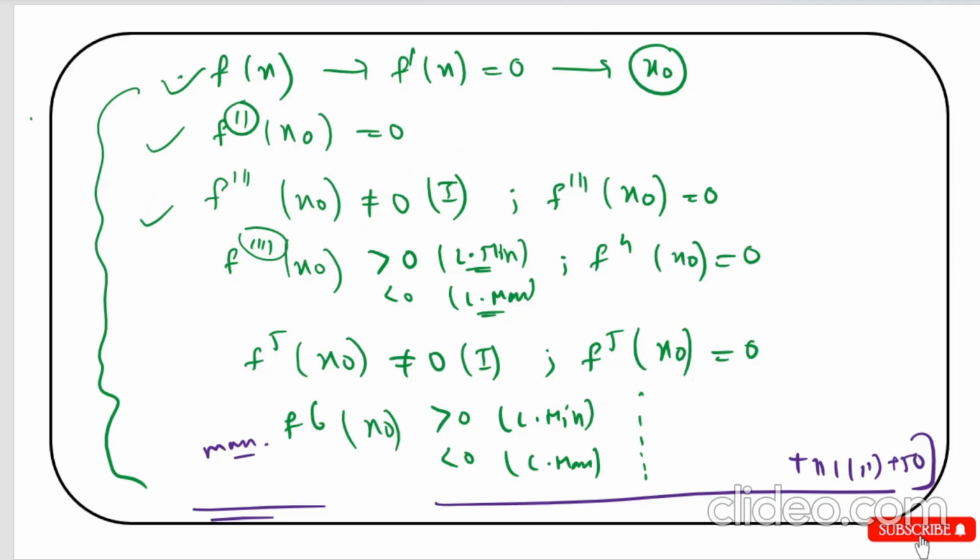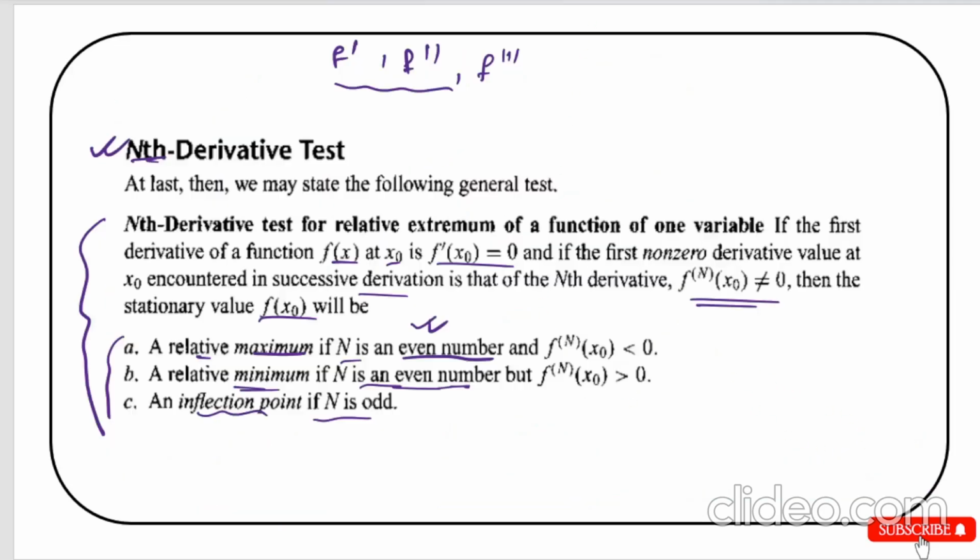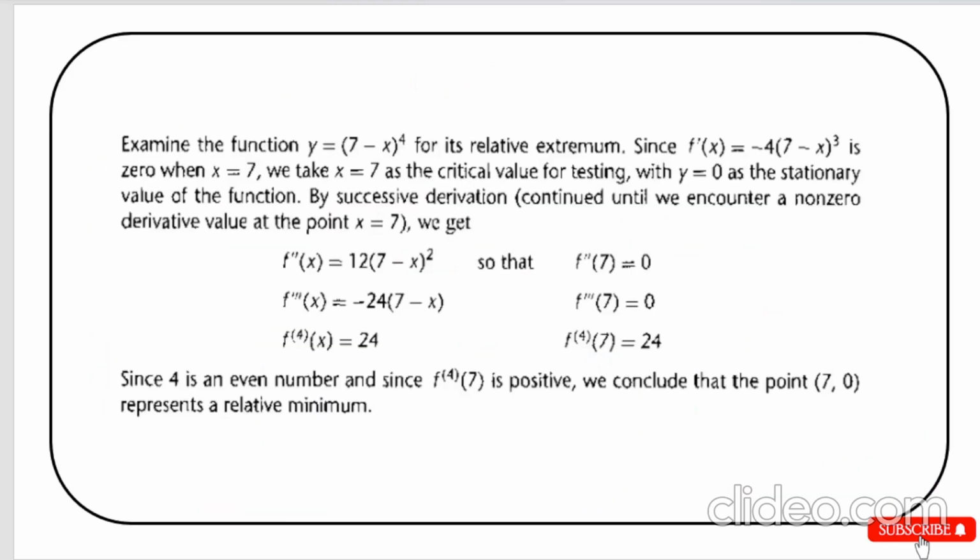I hope this is clear. If you have any doubt, you can let me know. And this is the generalization that I am talking about here, right? This is the nth derivative test. You can take a screenshot and then match it with my explanation. This is the formula which I have told you here. And this is the final question on this nth derivative generalization which I want to discuss with you, and after this I will wrap this session.